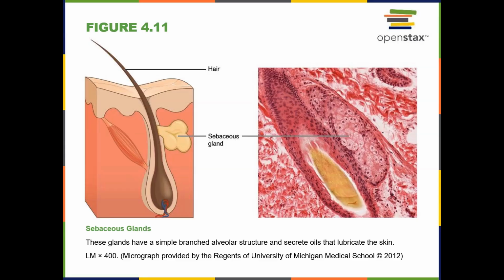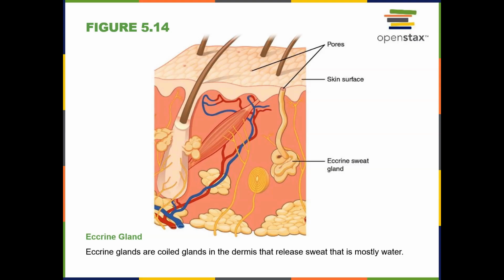Sebum helps to lubricate the hair and skin, condition the hair and skin to keep it from becoming brittle and dried out, and also has an antibacterial property in order to help prevent infection. Here we can see an illustration showing an eccrine sweat gland. An eccrine sweat gland is the most common type of sweat gland that produces a watery sweat in order to cool the body.